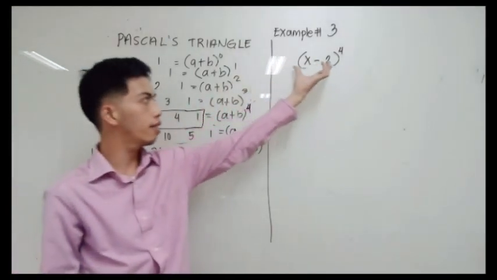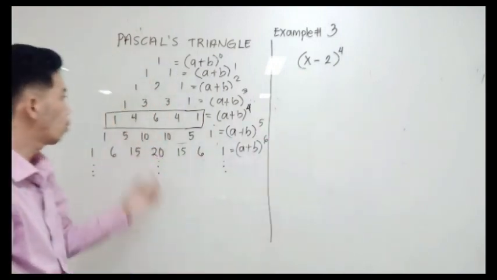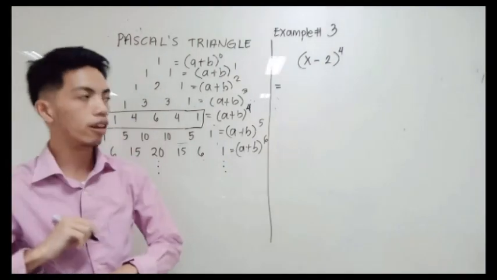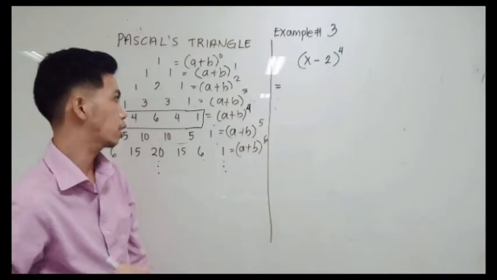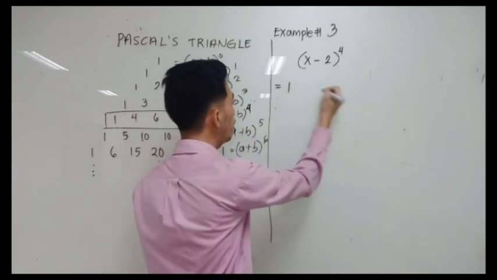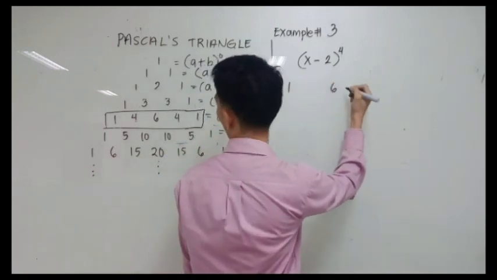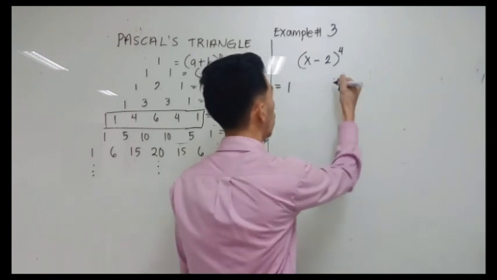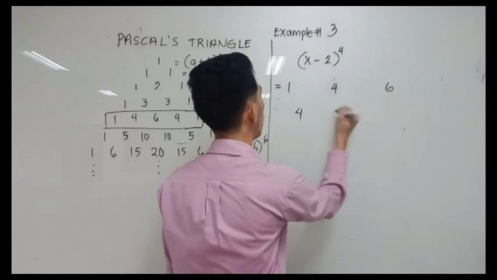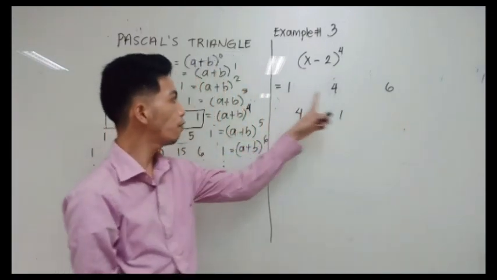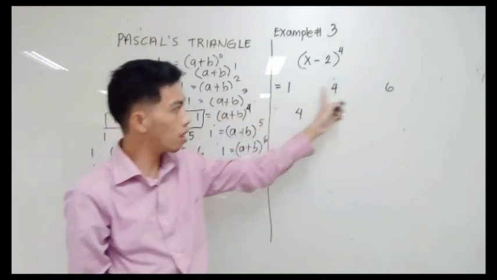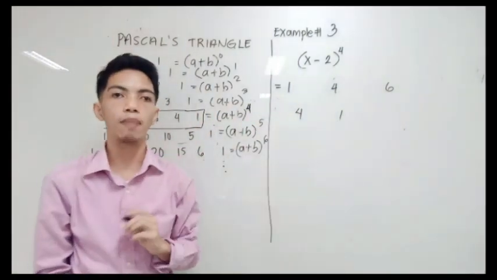So, this is the pattern, or this is the numerical coefficient you are going to use to expand this binomial. So, you're going to write all the numerical coefficients with a space para may paglagyan tayo ng mga variable and numbers. So, you have 1, 4, 6, 4, 1. Okay? So, you have 1, 4, 6, 4, 1. So, these are the numerical coefficient of this expansion.